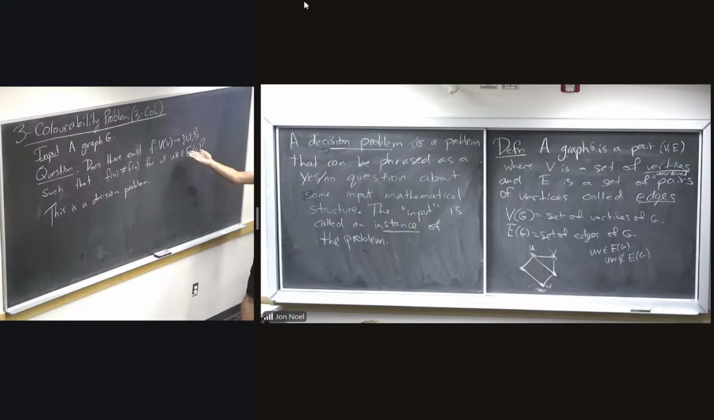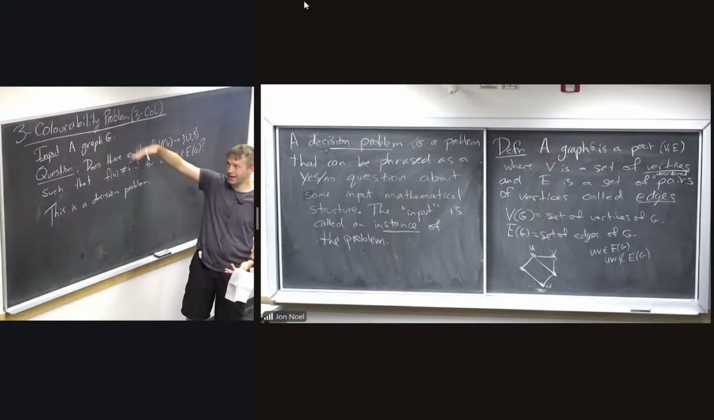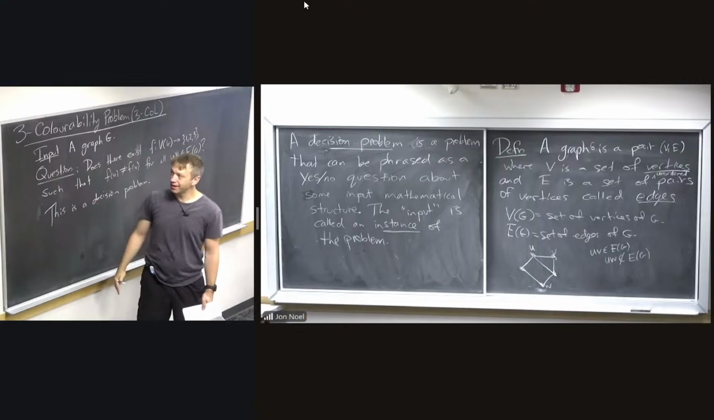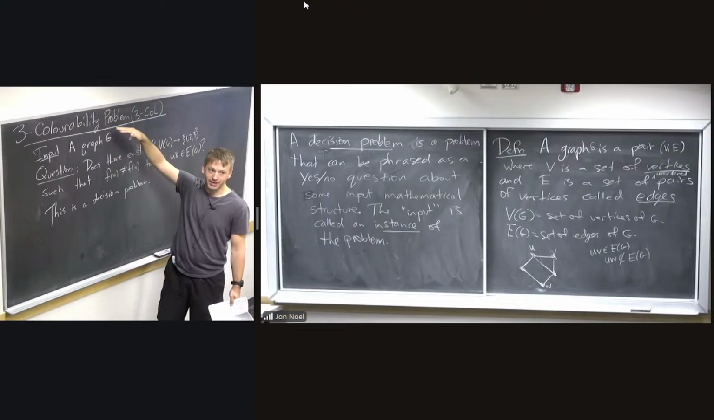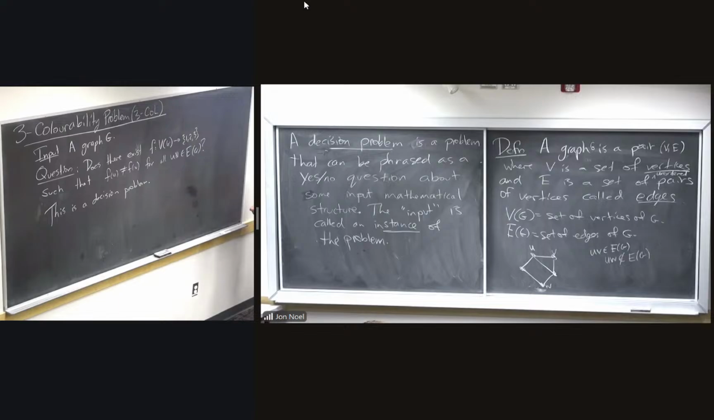And so an instance of this problem would be a graph. It's the thing you put into the input. So if you have any decision problem, with some input and some kind of question, an instance of the problem is any possible input structure. Any questions about any of this stuff? Okay.